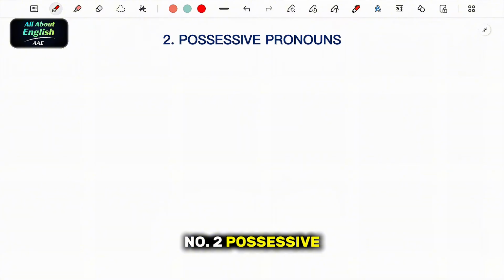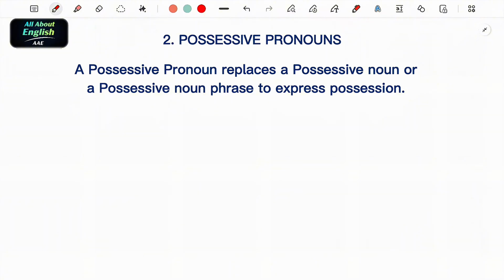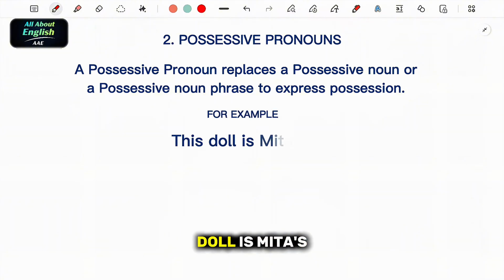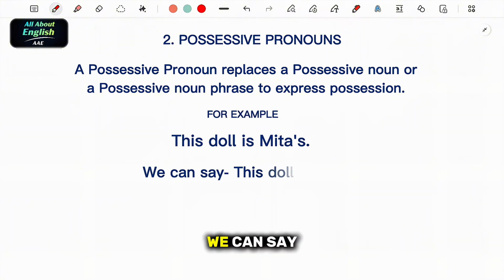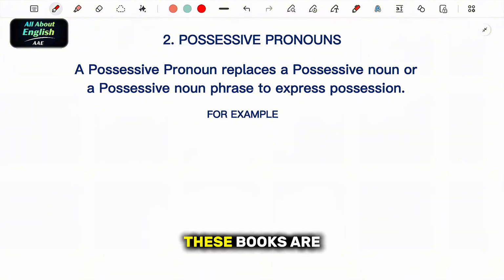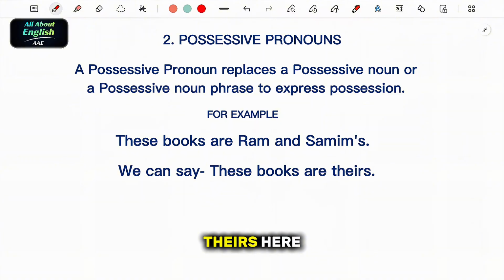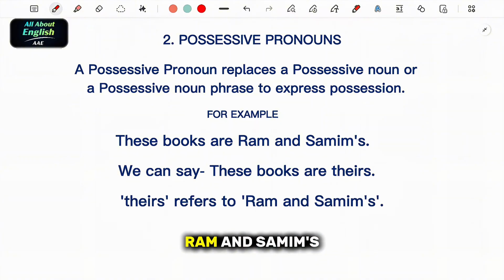Number 2, possessive pronouns. A possessive pronoun is a word that replaces a possessive noun or a possessive noun phrase to show ownership or possession. For example, this doll is Mita's. We can say this doll is hers. Here, hers refers to Mita's. These books are Ram and Shamim's. We can say these books are theirs. Here, theirs refers to Ram and Shamim's.